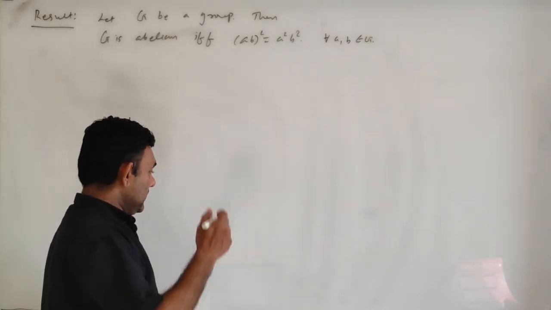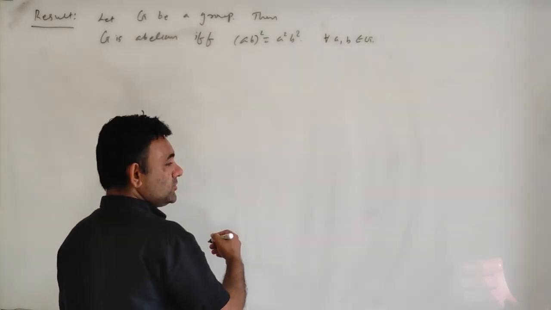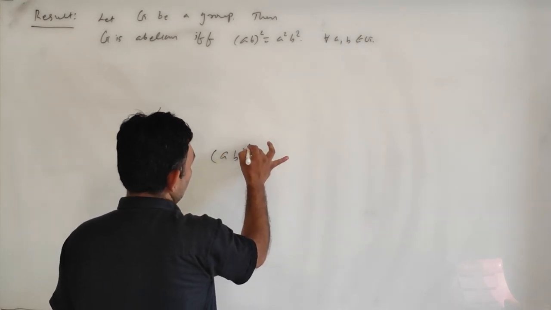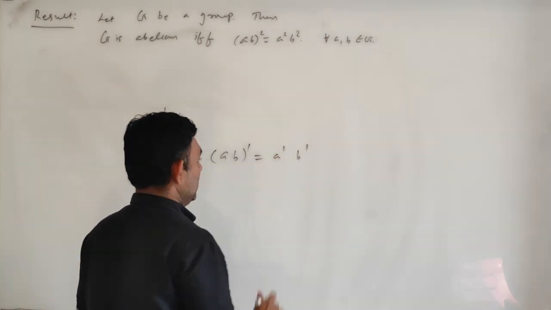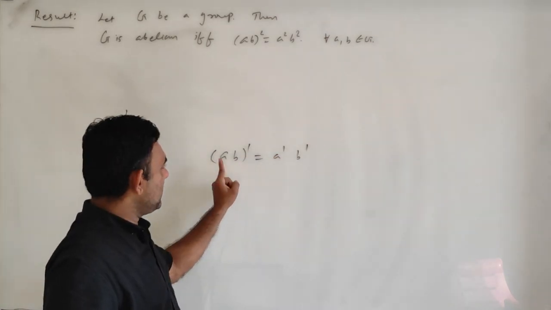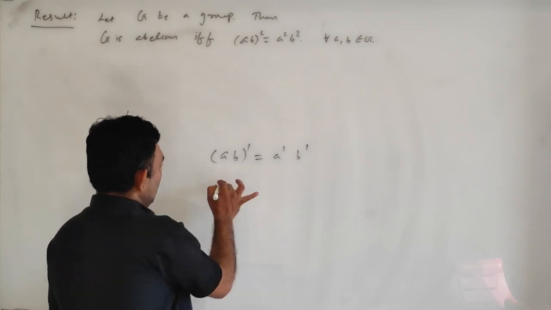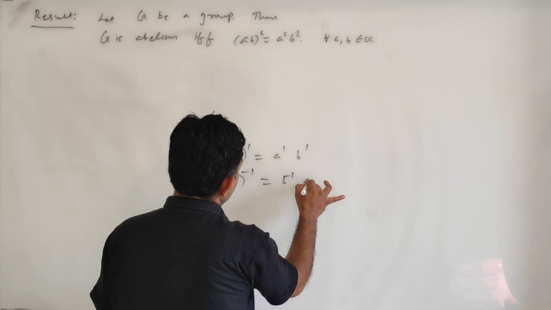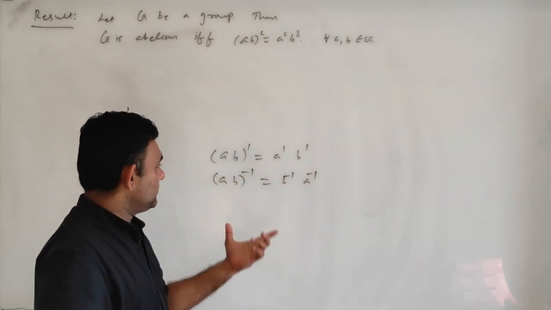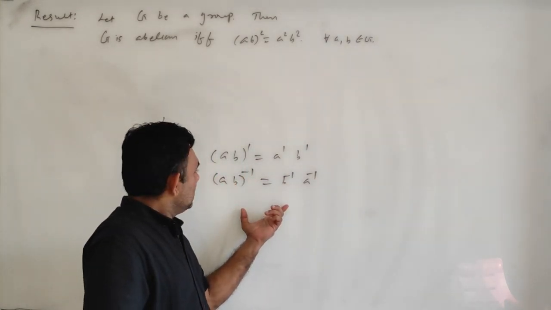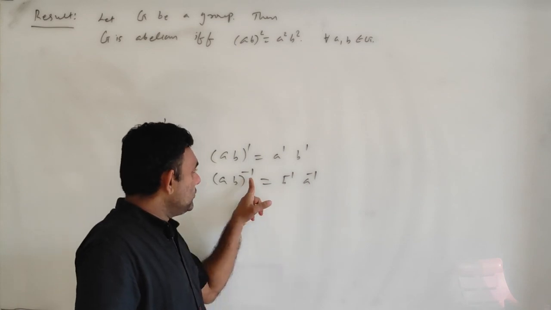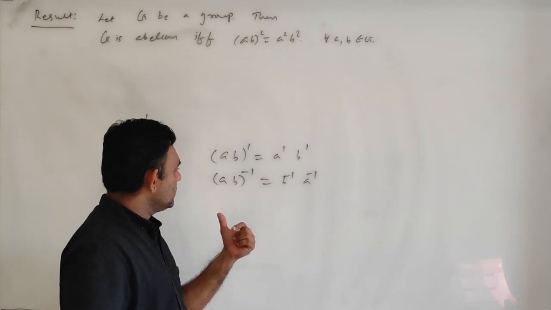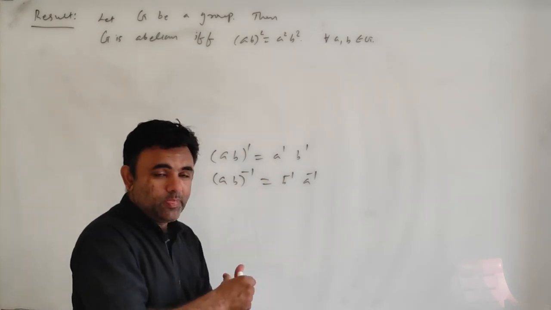See, in some previous lectures we have discussed that (AB) raised to 1 is A raised to 1, B raised to 1, meaning you can distribute the power 1 to both the elements. Now (AB) raised to minus 1 is B raised to minus 1, A raised to minus 1. We have this property, right? This property says that you can distribute the minus 1 power also, but not in this fashion. You have to distribute the minus 1 power in the reverse order.